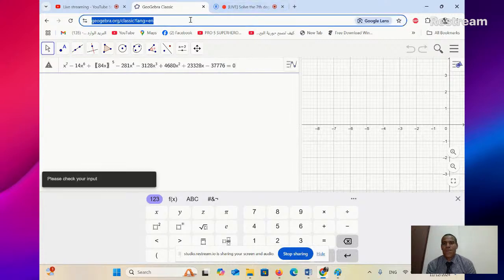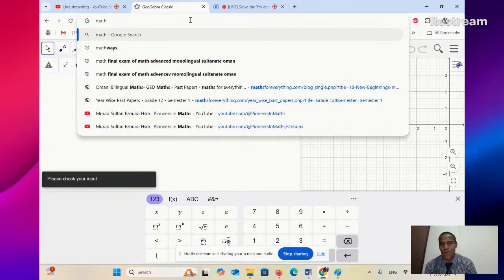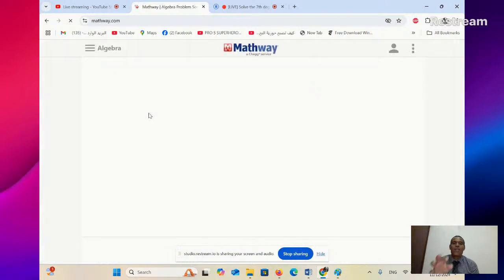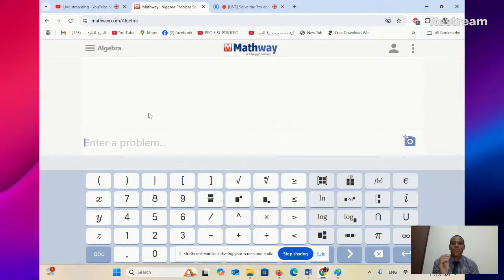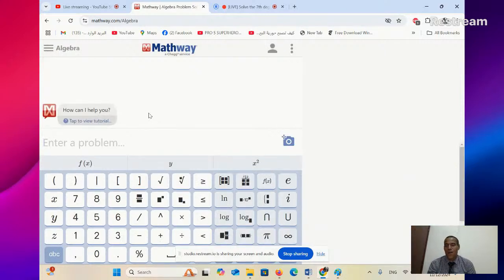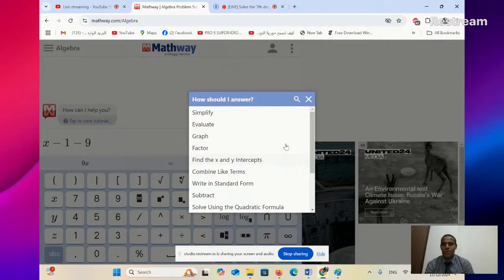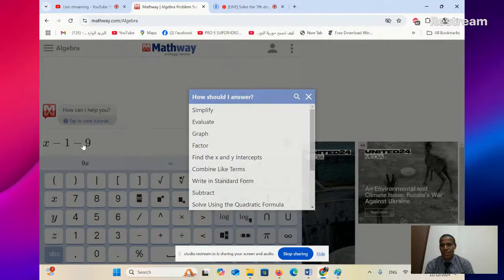Let's go to another method. I will open Mathway. Wow, Mathway. Always it will tell you, do you have a problem? Yes, Mathway, algebra problem solver. Engineers were working on it to find any solution. How can I help you? Can you solve this? For example, I'll give it x minus 2 equals 9. I will tell it, please solve. Look what I will do. Of course, solve. This is equal, okay?